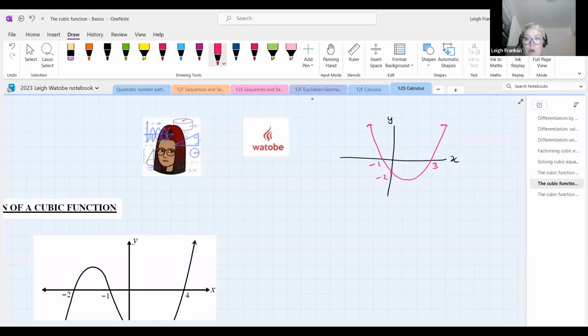That's the y-intercept. Do you recall the formula y equals a, x minus x1, x minus x2, where you were given the roots and one other point and you had to sub in? Does that ring a bell? Do you recall that?